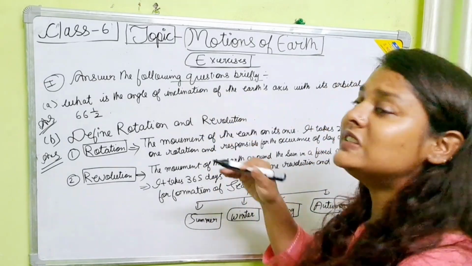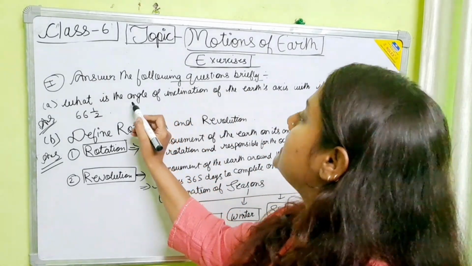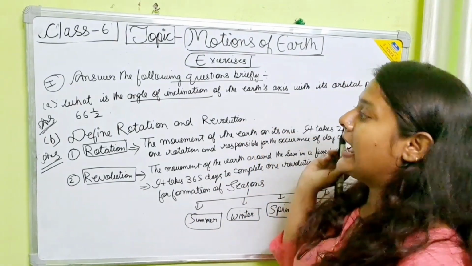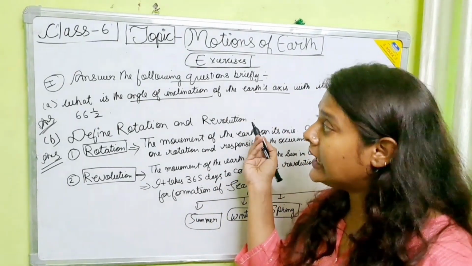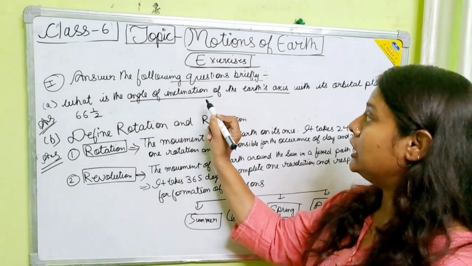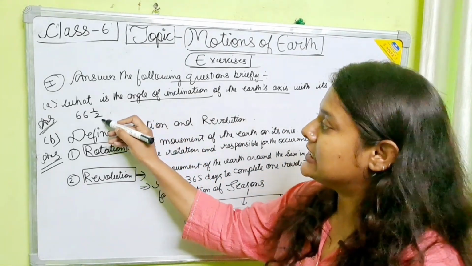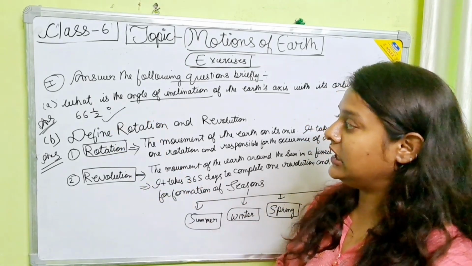Answer the following questions briefly. What is the angle of inclination of the Earth's axis with its orbital plane? So, the angle of inclination of the Earth's axis with its orbital plane is 66.5 degrees.